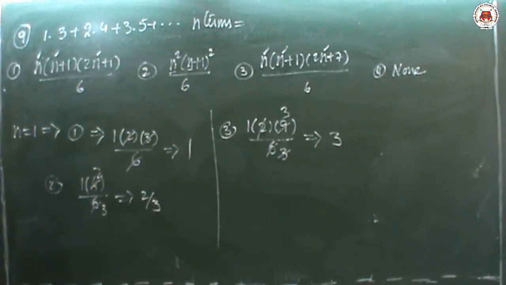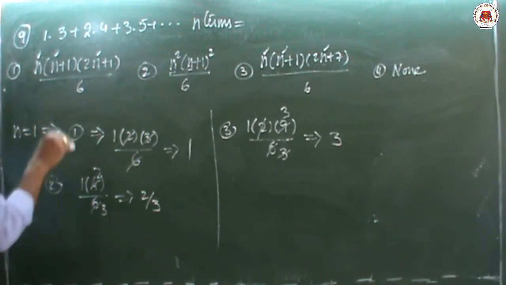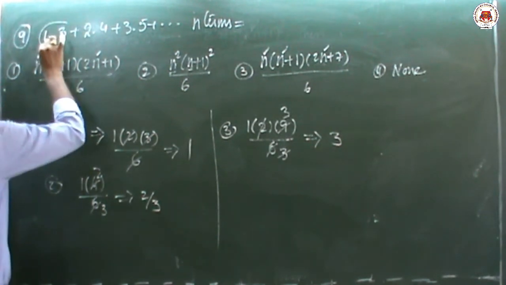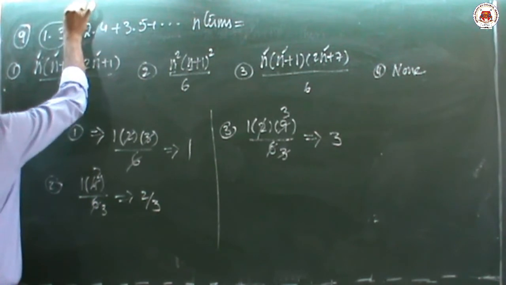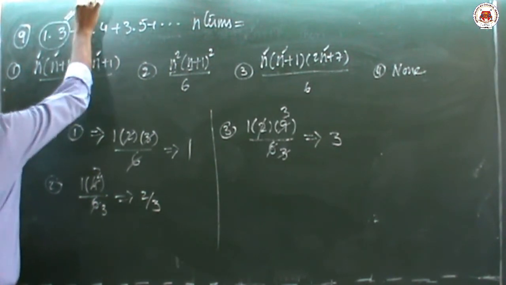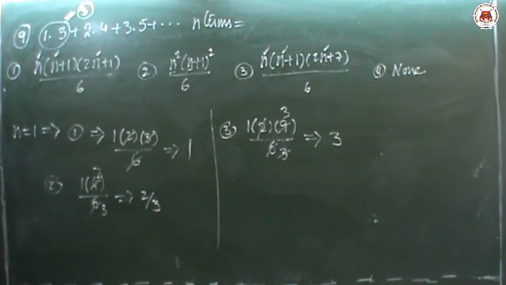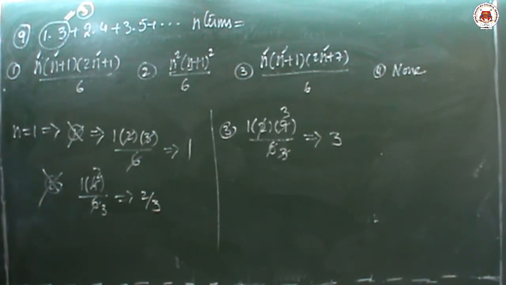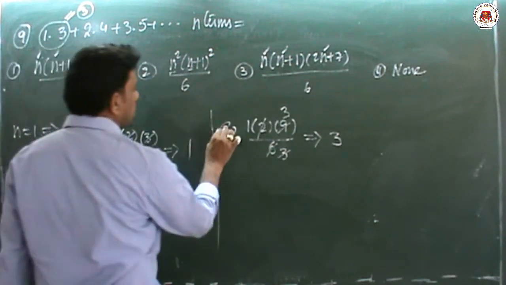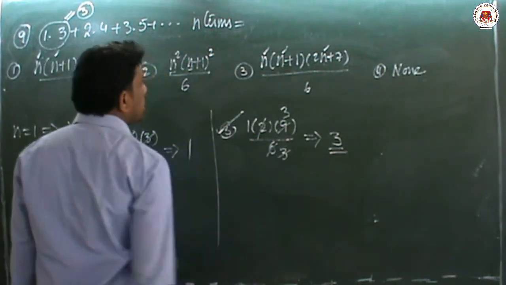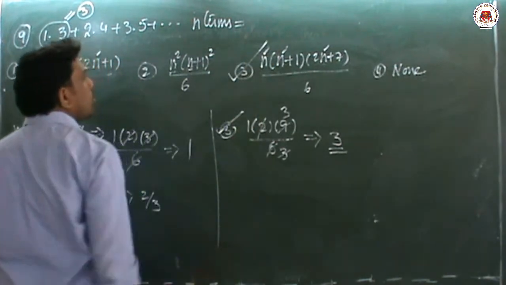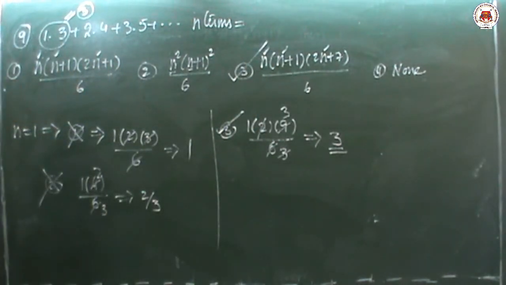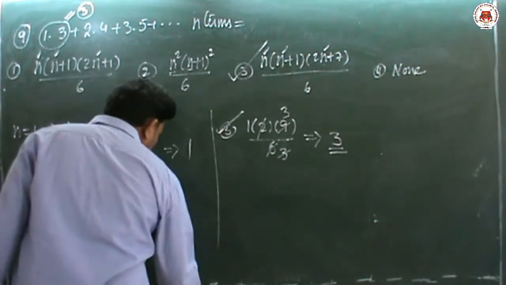So look here, again same story. n equal to 1. So what is n equal to 1? 1 into 3. I want the answer 3. So first one is not the option. Second one also not the option. But third one is the correct option. Why? Because we got the answer 3. So what is the option? Third one is the option.